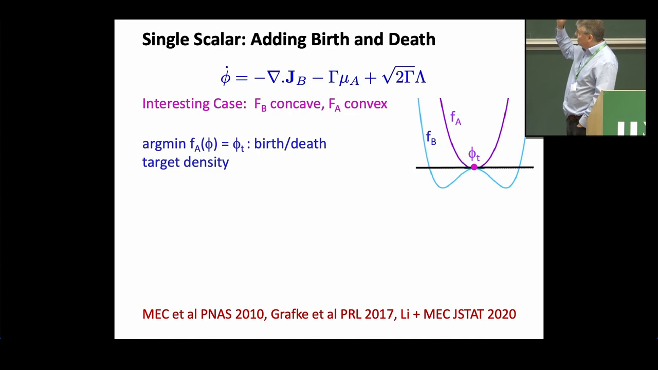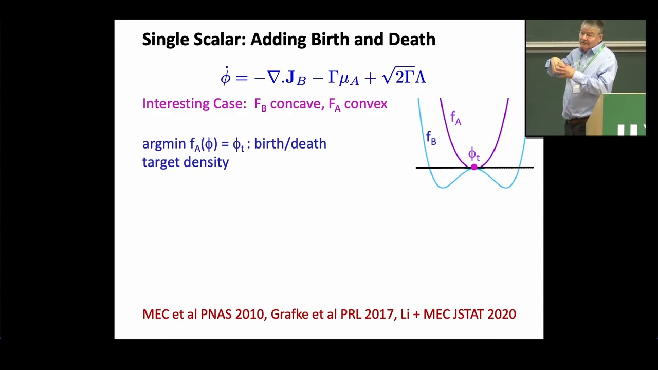If I just took the non-conserved dynamics, so just the birth and death, that is where the system will go. It will go to a state of that density. But as I've drawn it there, and in many other cases as well, that density is in the miscibility gap of the phase separation. So I can't make a uniform phase at density phi t.